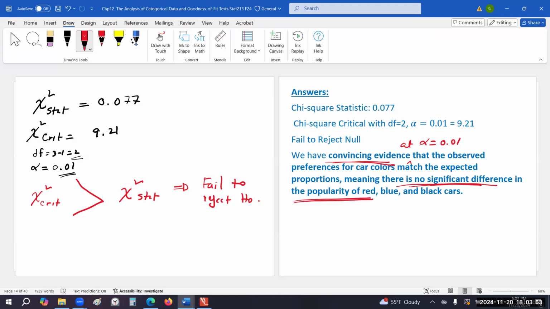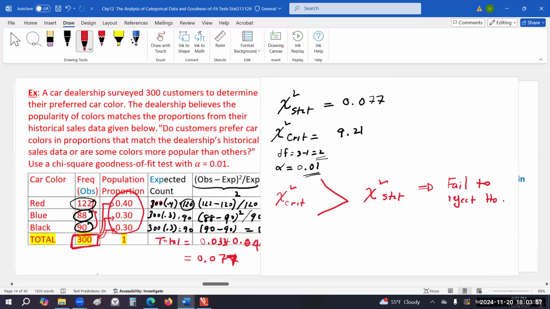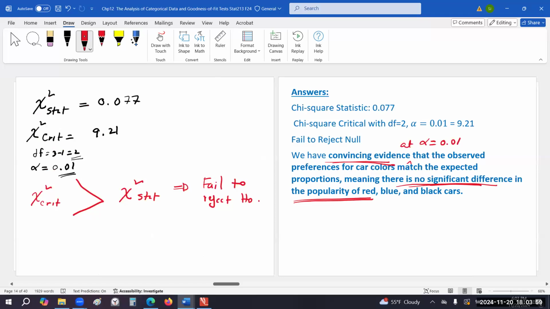This conclusion came up only based on how many people? 300 people. In reality, I think people like black more than red or blue. I think. But this data is telling us, nope, I'm wrong. Based on the 300 people, there is no choice for the color. Whatever looks good, they just pick the color.